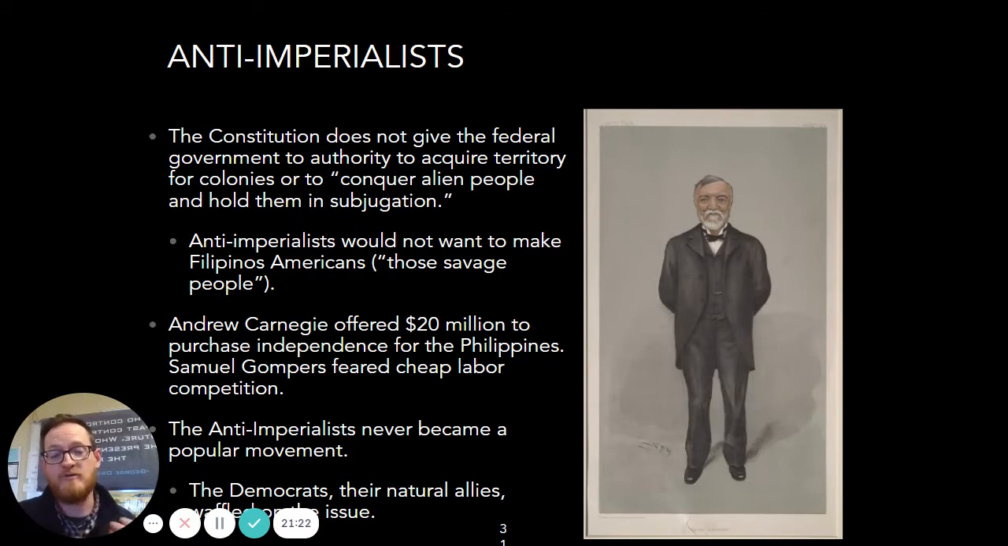Samuel Gompers was another person. He had a different angle on it, being the leader of a labor union. He worried that somehow people were going to be imported in from the Philippines as workers in factories and be cheap labor competition for his people.